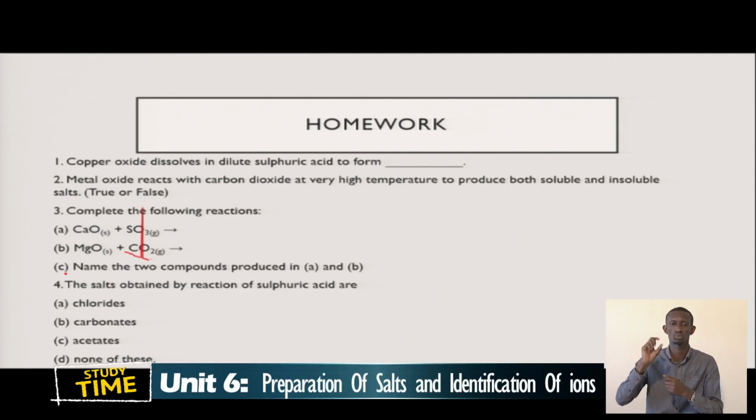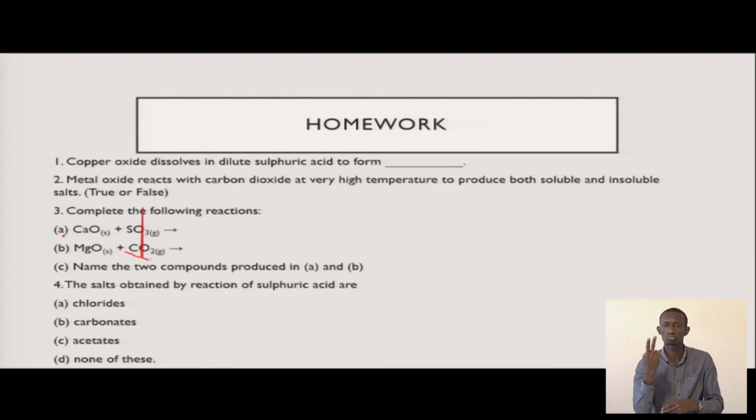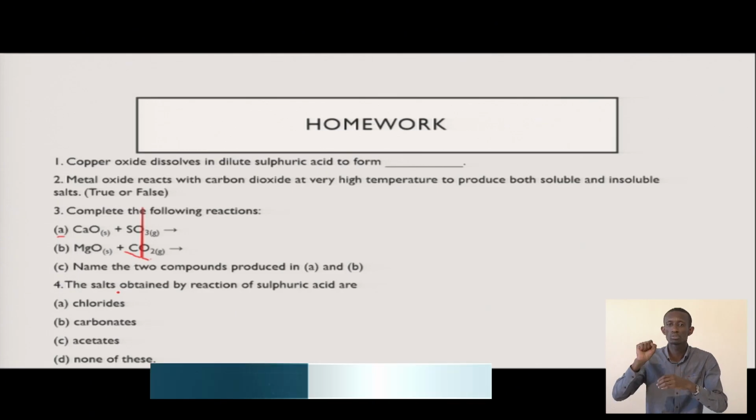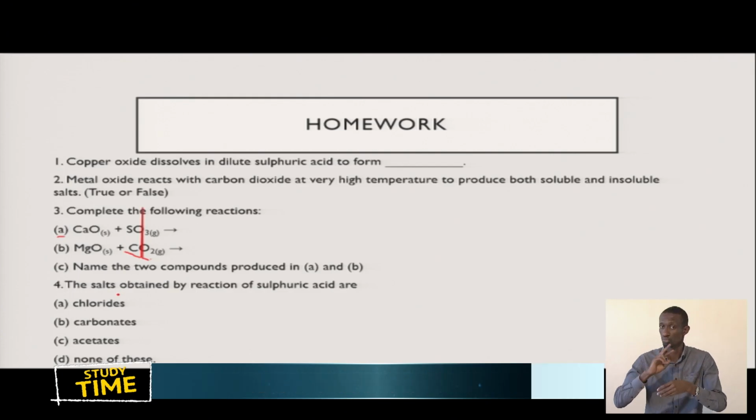And we have another question, sub-question C. You will name the products we form in sub-question A and sub-question B. And the last, you choose the right answer. The salts we obtain by the reaction of sulfuric acid, are they called chlorides, carbonates, acetates, or is there no answer in the suggested answers? You will choose the right answer.